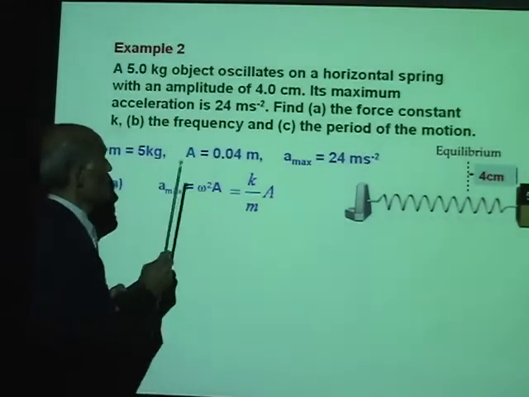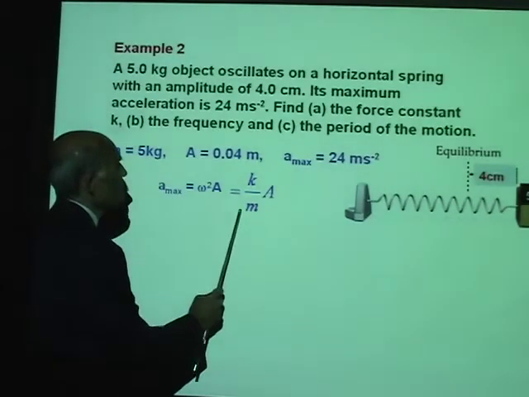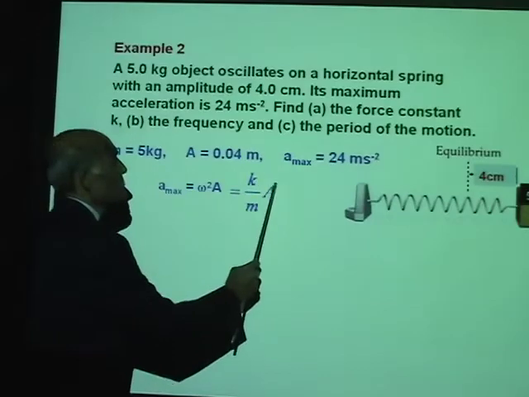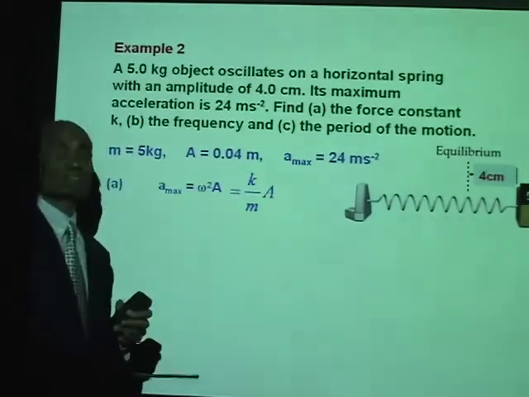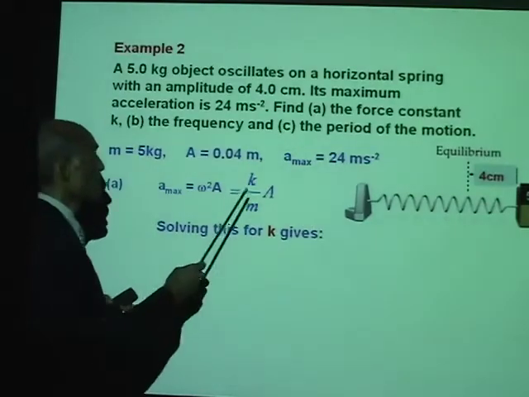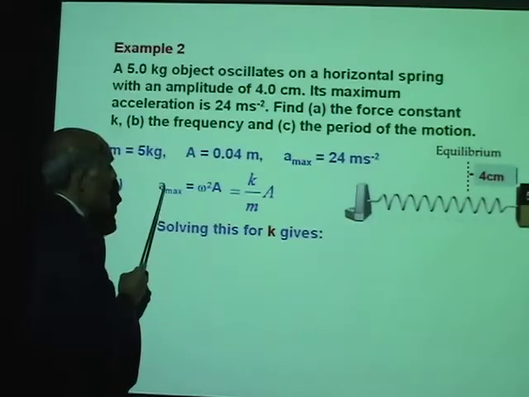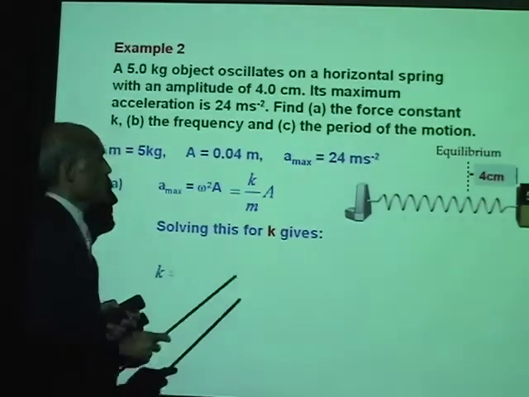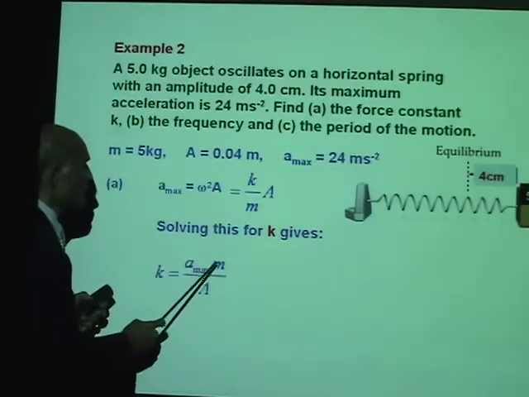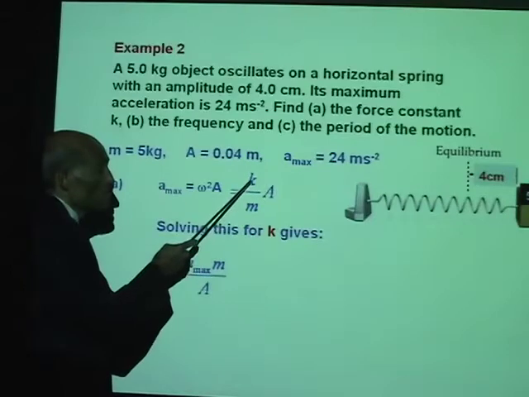Now, if you look at this, you know the value of A max, you know the value of M, you know the value of A. Can you now calculate K? All right, solve for K there, can you? K equal to A max multiplied by M divided by A. That's right. I hope you understand when I show you this.